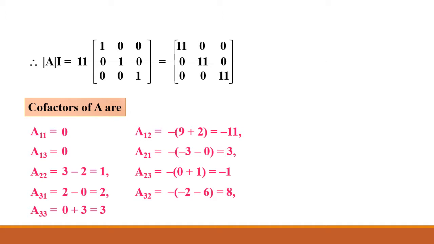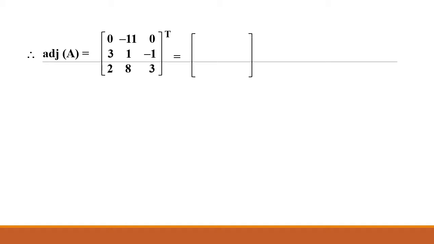Next we will be calculating the adjoint of the matrix. So adjoint of A will be equal to 0 minus 11 0, 3 1 minus 1, 2 8 3. This is a matrix in which every element is replaced by its cofactor. So we need to take the transpose of this matrix to obtain the required adjoint. So we get 0 minus 11 0, 3 1 minus 1, 2 8 3 as the adjoint of A.